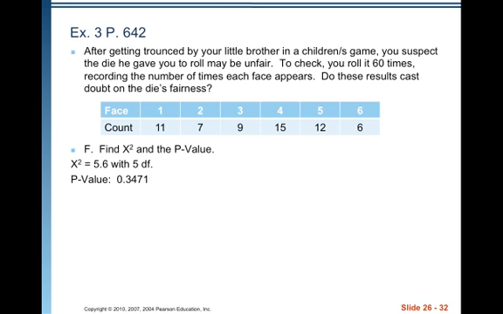Well, let's interpret our p-value. If the die is fair, that's our null hypothesis, that the die is fair, the distribution is uniform, we would get results at least as extreme as the ones we observed 35% of the time, approximately. Well, that's not very surprising, okay?